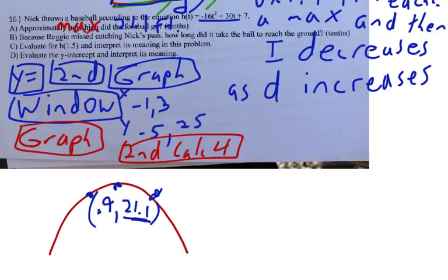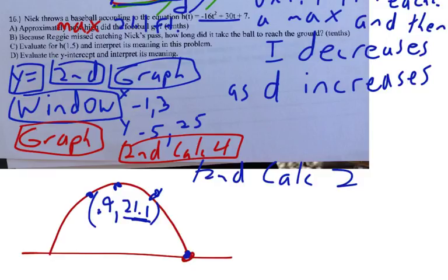Okay, question B. Because he missed the pass, how long did it take the ball to reach the ground? Well, the ground is going to be where it hits the x-axis, so right here. So we want to know that value. So that's my 0. So I hit second calc 2 to find my 0. Second calc 2. And when I do that, I want my left bound right here, right bound right there, and then that's where I guess, right about where it is. Try that. And I got about 2.1 and 0.